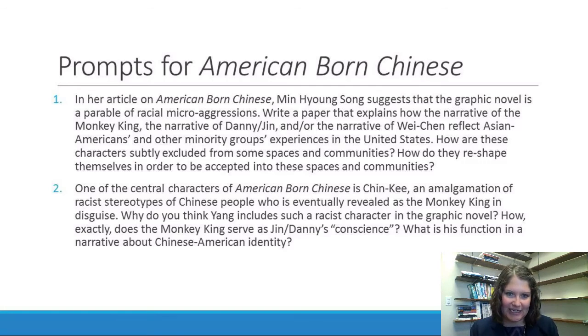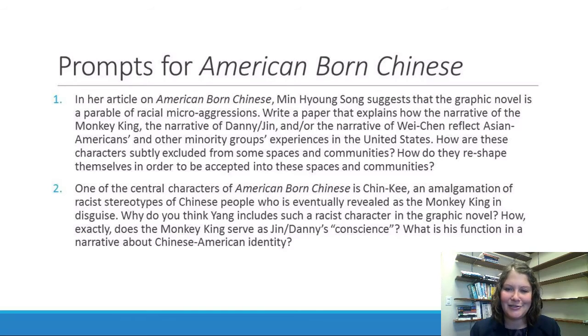And then the last question has to do with the character of Qin Ki in American Born Chinese. One of the central characters of American Born Chinese is Qin Ki, an amalgamation of racist stereotypes of Chinese people who is eventually revealed as the Monkey King in disguise. Why do you think Yang includes such racist characters in the graphic novel? How exactly does the Monkey King serve as Jin/Danny's conscience? And what does this function in a narrative about Chinese American identity?